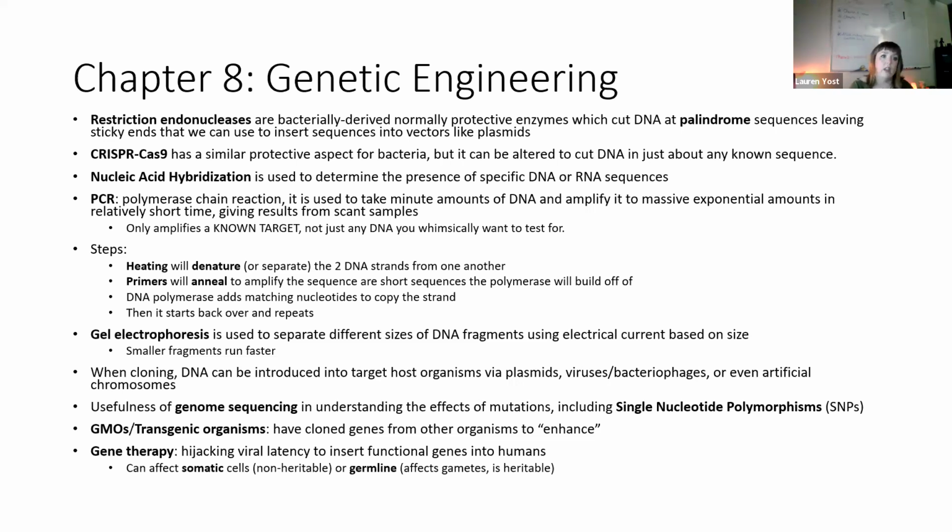So having said that, restriction endonucleases are bacterial-derived protective enzymes which cut DNA at palindrome sequences. They leave sticky ends, and we can insert DNA that has the same sticky ends, or corresponding sticky ends that we've engineered, and stick it into those plasmids. So we cut the plasmids open.